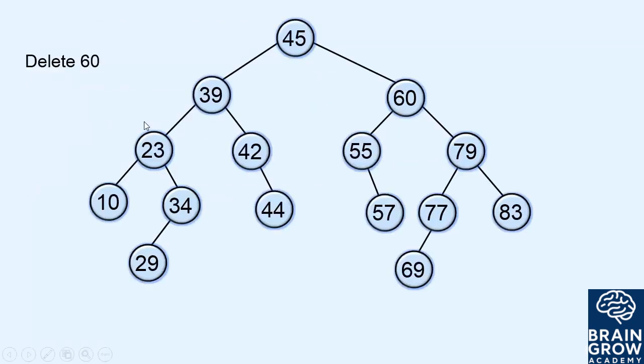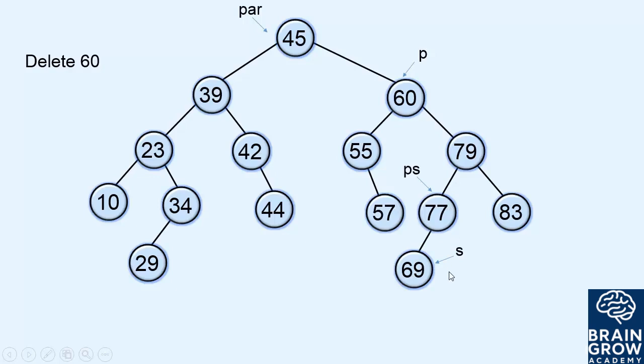Suppose we have to delete node 60 from this tree. P refers to this node, parent refers to this node. Now this node has two children. So first we have to find the in-order successor of this node. Now the in-order successor of this node is this node 69, and the parent of this in-order successor is this node.